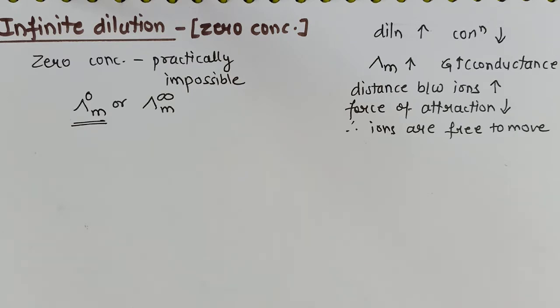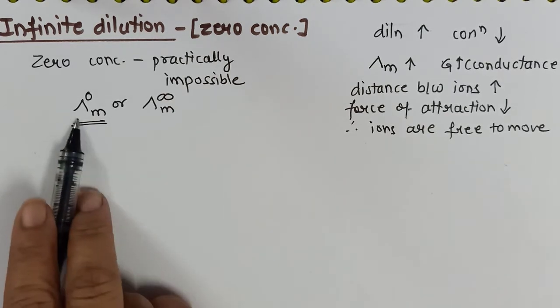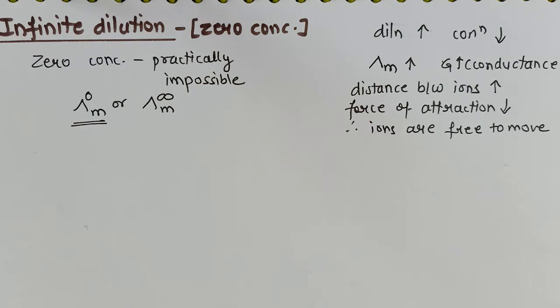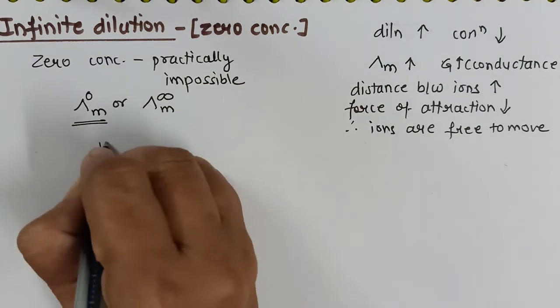Now generally the students think that whenever we are speaking about infinite dilution, that means we are adding maximum solvent to the solute. We are going on adding more and more solvent. But that is not so. Infinite dilution actually means where the saturation level arises. Saturation of what? Saturation of this molar conductivity. I will explain with this example.